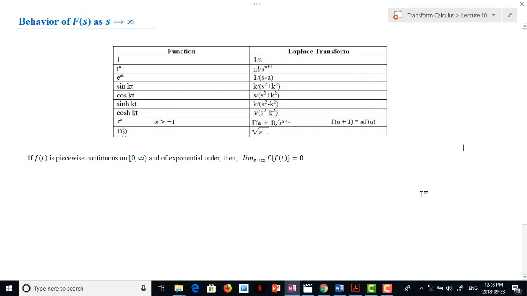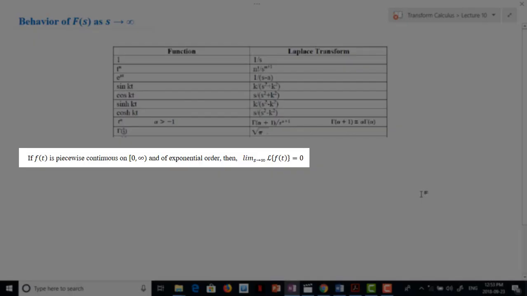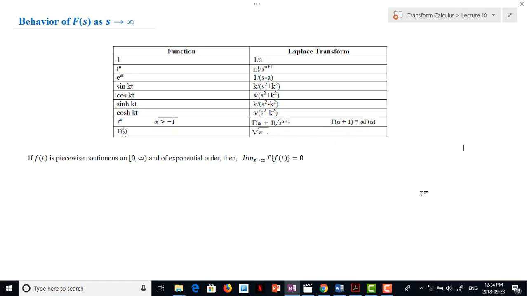First of all, we can say that if f(t) is a piecewise continuous function on the range of 0 to infinity and of exponential order, then the limit of the Laplace transform of f(t), or F(s), when s approaches infinity is equal to 0. But it's just for piecewise continuous functions of exponential order.